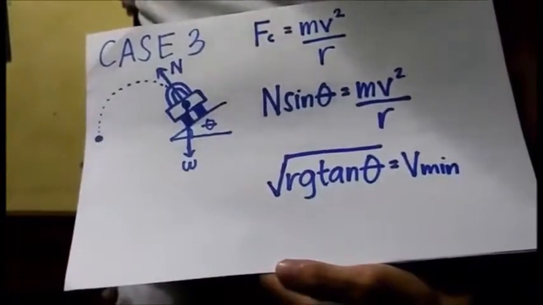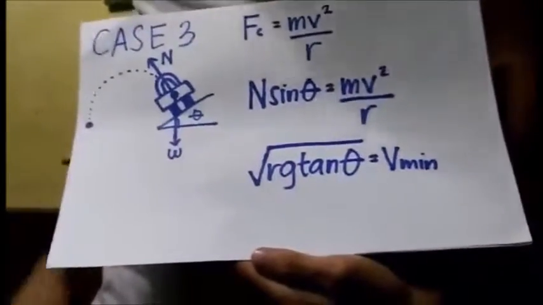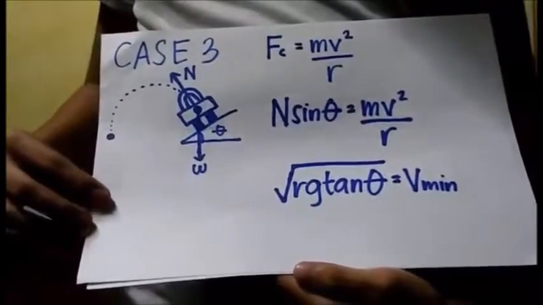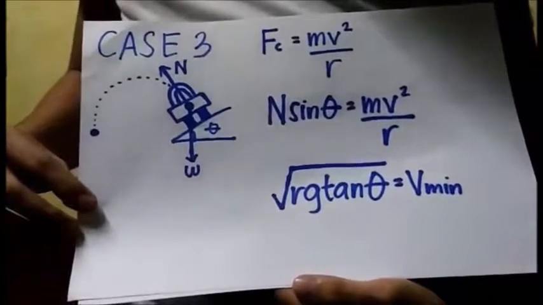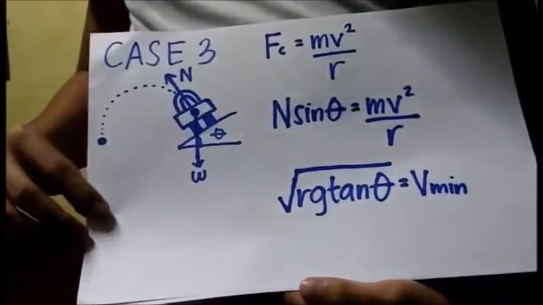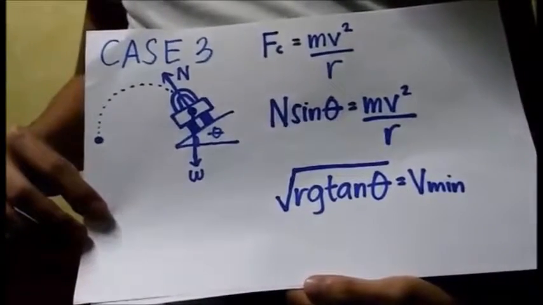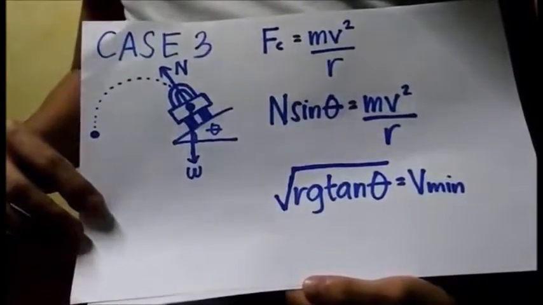Case 3 is an object making a turn on a tilted road. It is just like case 2, but we need to account for the angle. The formula is the centripetal force equals mv squared over r, or n sine theta equals the mass times velocity squared over radius. And the minimum velocity equals the square root of the radius times gravity times tangent theta.